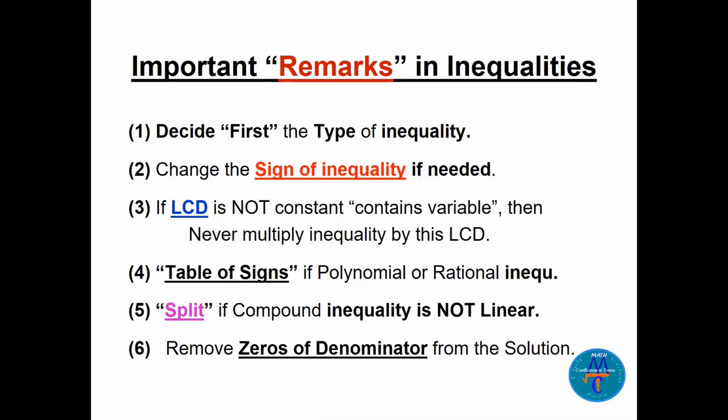Change the sign of inequality if needed. Remember, changing the sign when you divide by minus or multiply by minus. If LCD is not constant, it contains a variable, then never multiply the inequality on both sides by the LCD. Table of signs, you can make a table of signs if you have a polynomial, x squared or more, x cubed, x power 4, or rational inequality.